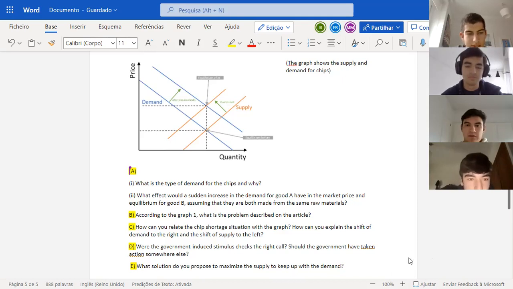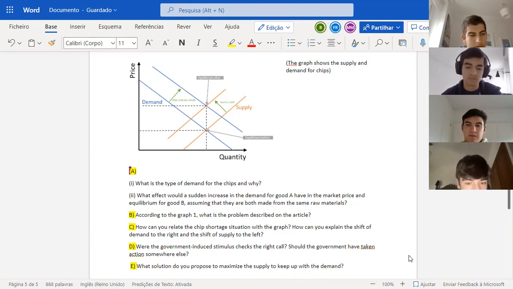Okay, so moving on to question D, where the government induced stimulus checks the right call and should the government have taken action somewhere else? So basically the stimulus check provided an incentive for consumers to spend and not to save in times of pandemic in order to boost the economy during the pandemic. This was a very good call short-term wise.